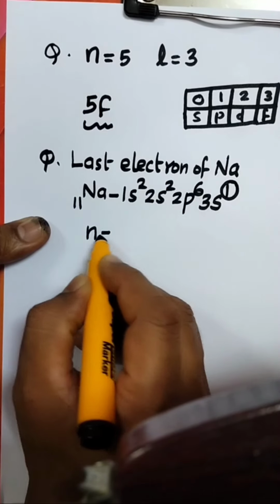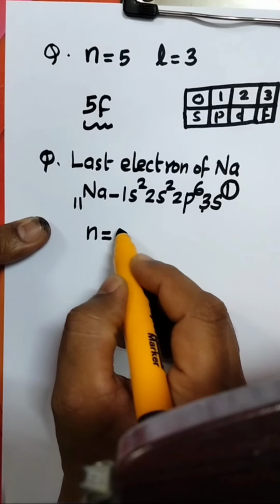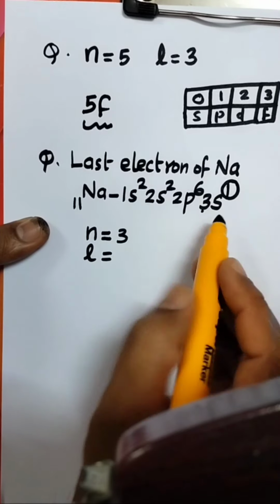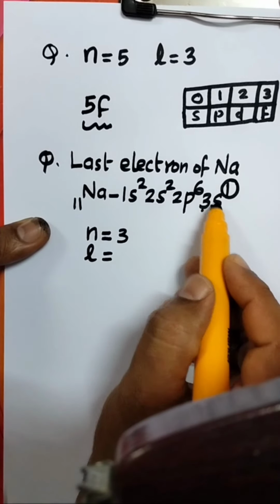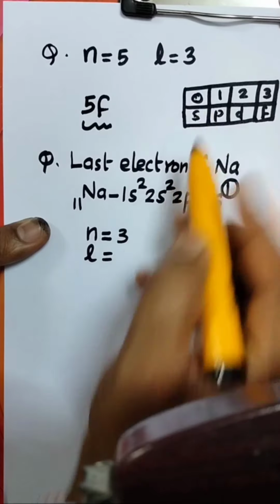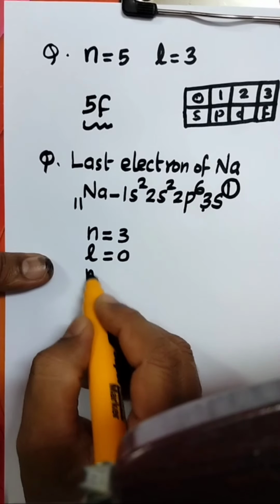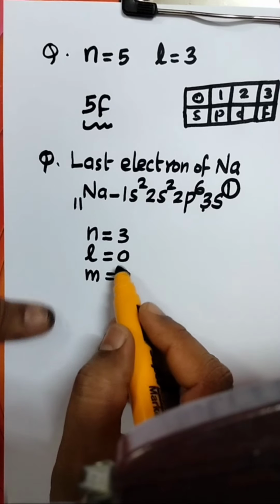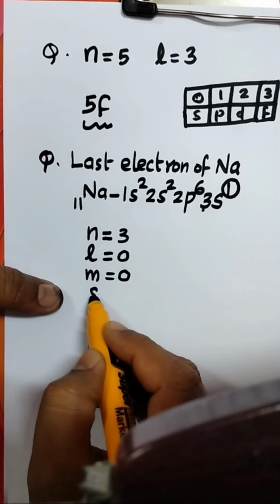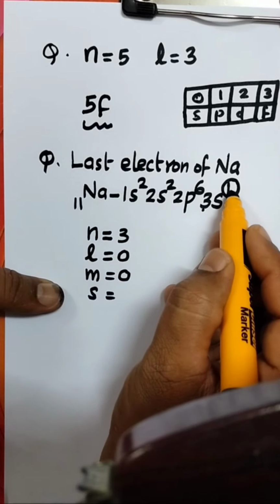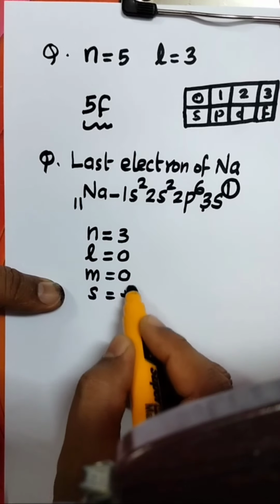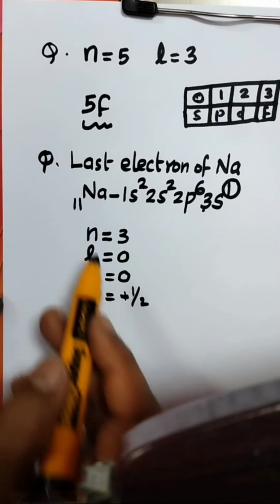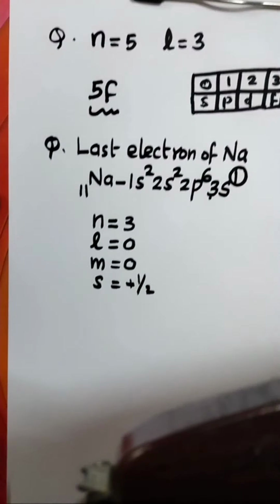Principal quantum number value n equals 3. Azimuthal quantum number value l equals 0, as it is the s subshell. Magnetic quantum number: if l equals 0, m is also equal to 0, from minus 0 through 0 to plus 0, that is 0. Then one electron is present in that last orbital, so the spin quantum number value is plus 1 by 2. These are the values of all quantum numbers of the last electron of sodium. Okay.